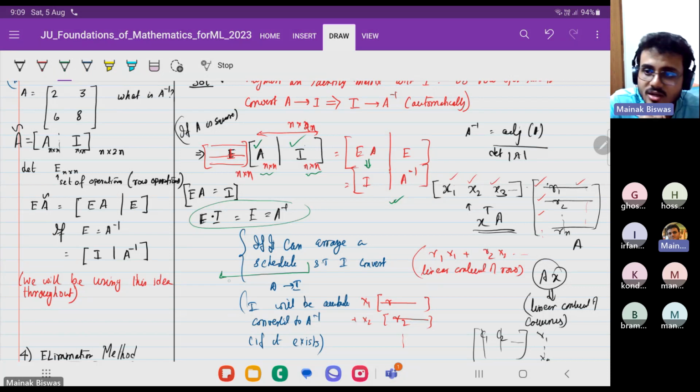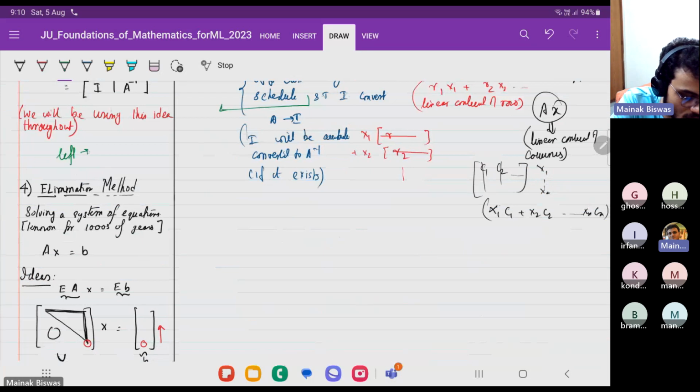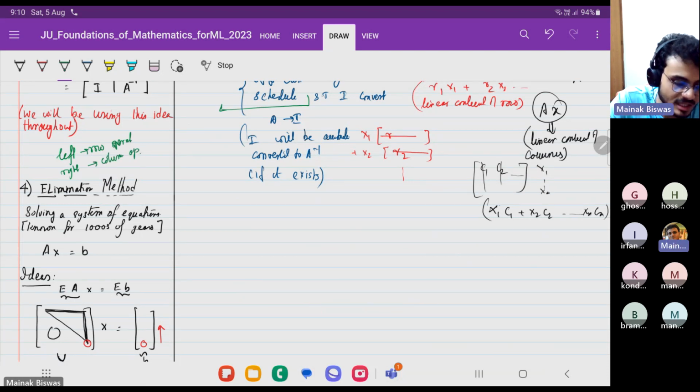Only row operations. I cannot do column operations. Do you see? If I do column operations, I'm gone. Anything you do on the left is a row operation, and anything that you do on the right is a column operation, right? I showed you here. So left is a row operation and right will be a column operation. I hope this is clear.